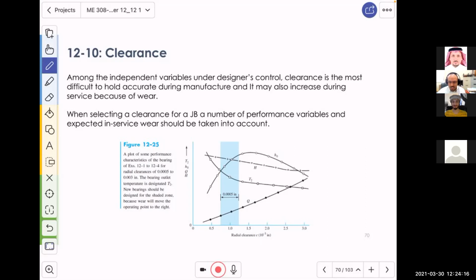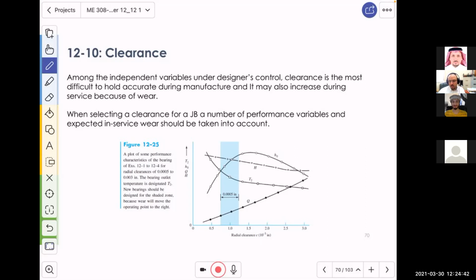So clearance is a moving target. Why? Because it turns out that you can request the machine shop to manufacture the journal. Maybe you have control over the journal. Maybe the bearing, you bought it from the manufacturer, but the journal, you can machine it. So maybe you can control that, maybe.